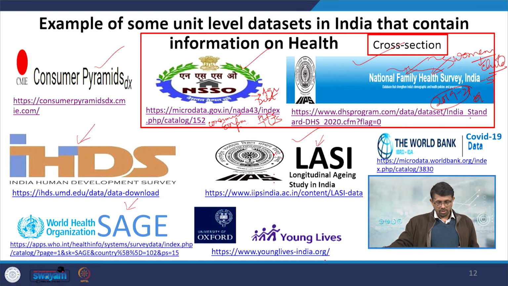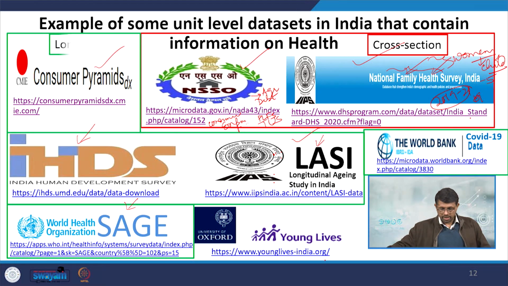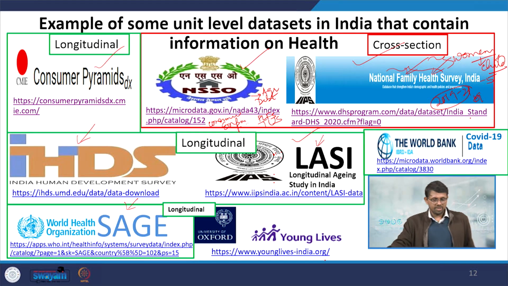Okay, so now I am not focusing on this. This is purely cross sectional datasets. Others are important. I am just highlighting with a green border that emphasizes the longitudinal nature of the data.